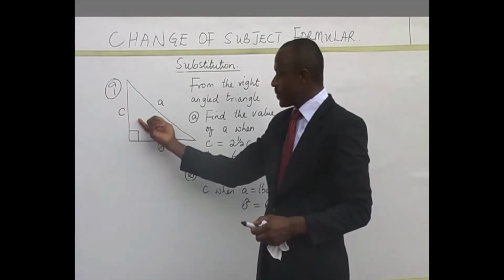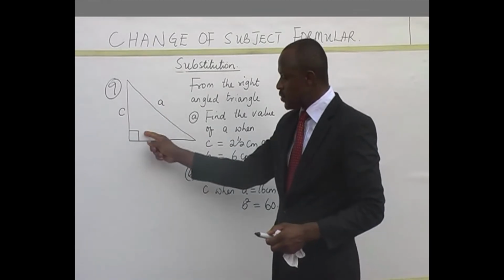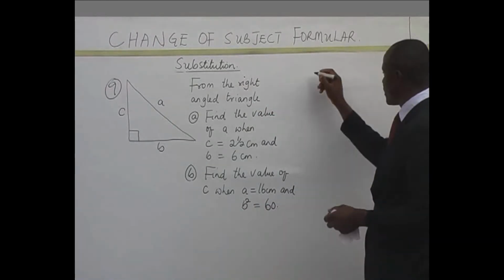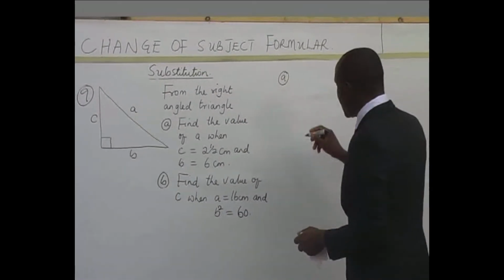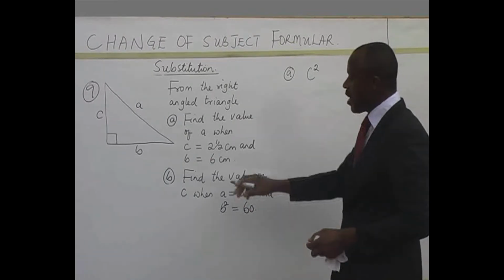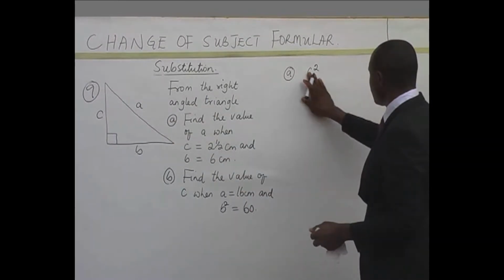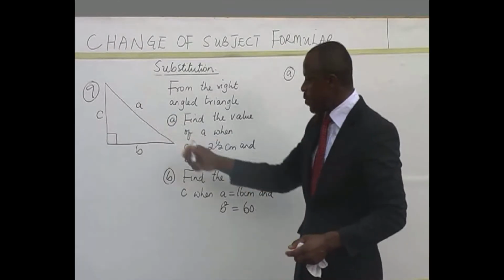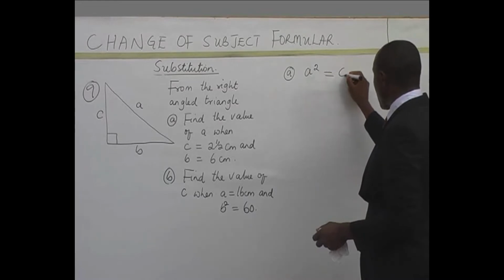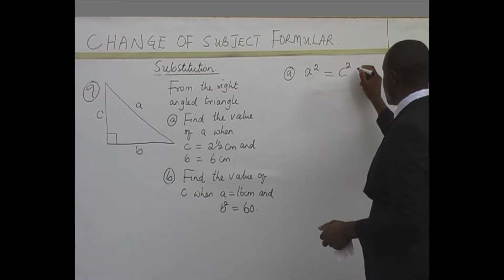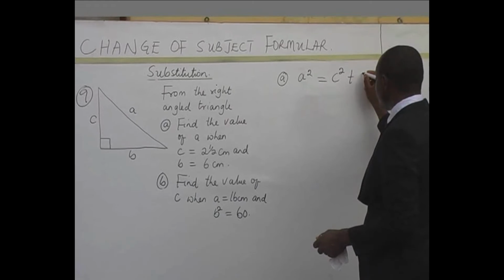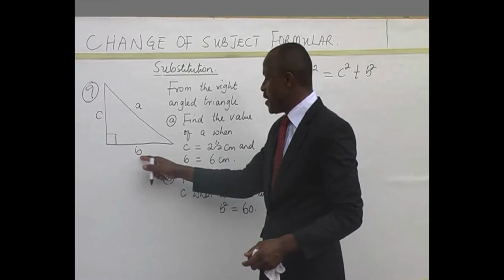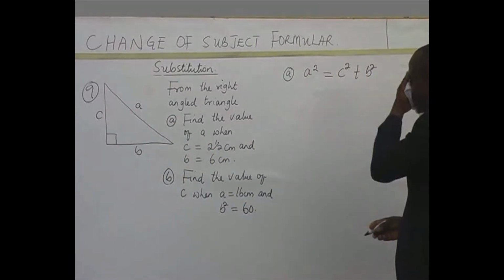This is a right angle triangle. The side opposite the right angle is called the hypotenuse. There's a formula for question A: the hypotenuse is represented by A. The square of A, which is the hypotenuse, is equal to the sum of the squares of the other sides. That means the square of C plus the square of B will give you the square of A in a right angle triangle.